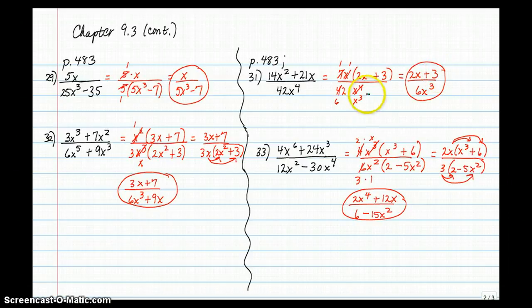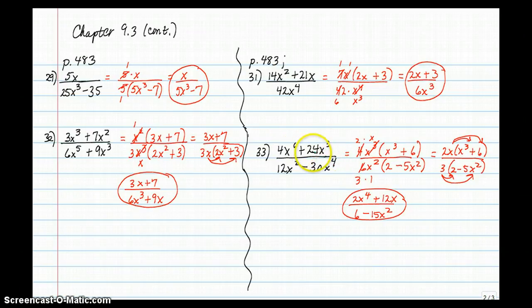6 times x cubed is just 6x cubed for the denominator. So 2x plus 3 over 6x cubed is the simplification of problem number 31. For number 33, we have 4x to the 6th plus 24x cubed over 12x squared minus 30x to the 4th.